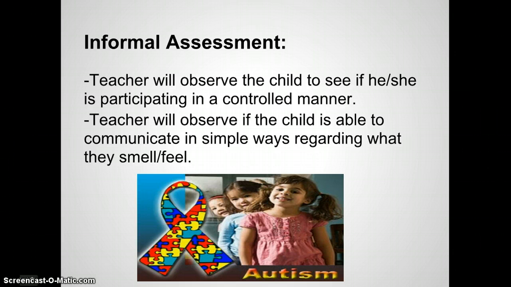Students should be able to associate things with things they are familiar with. And students should be involved and entertained and not distracted.